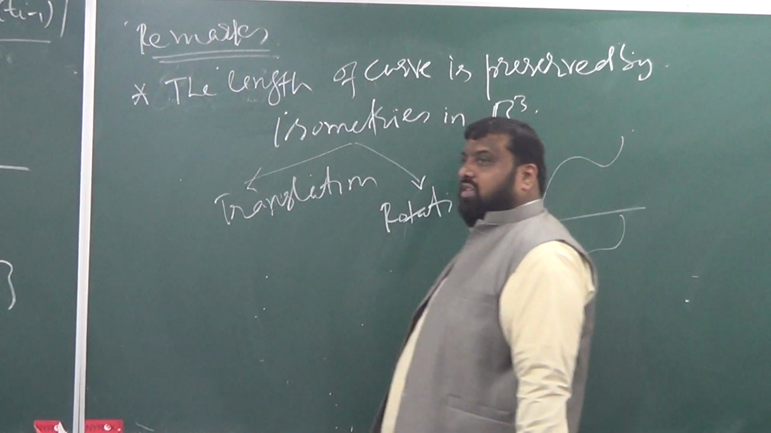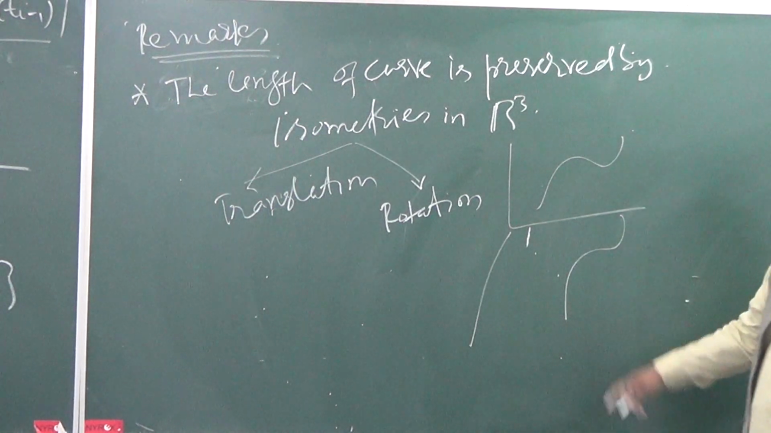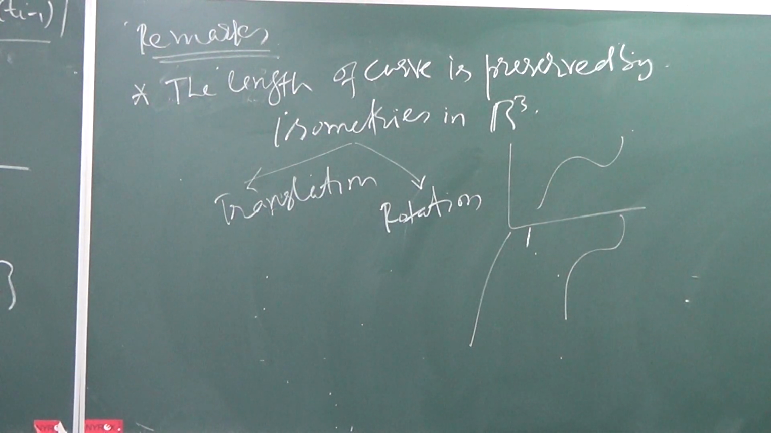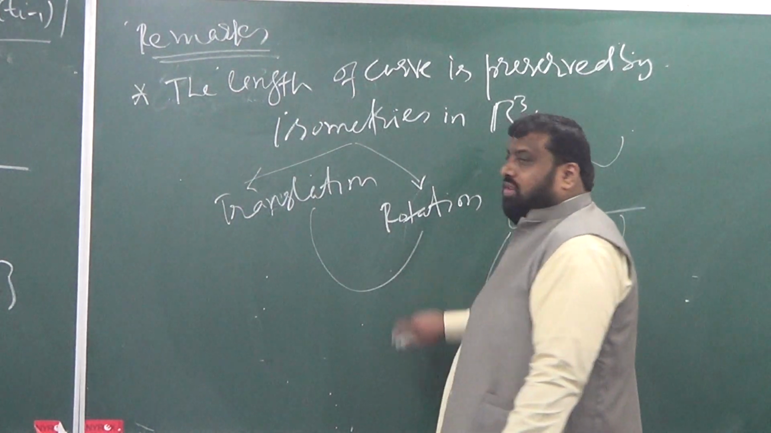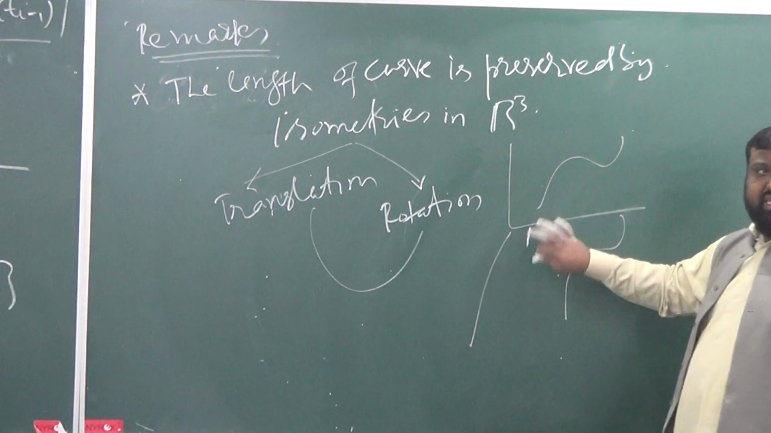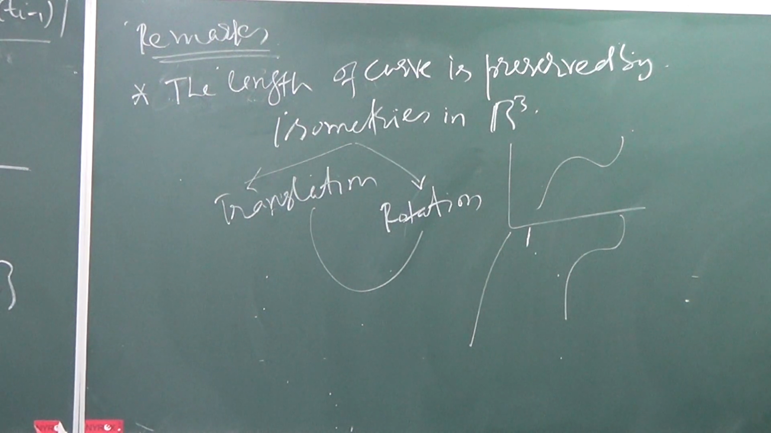You have just done a course on group theory and symmetry. You must have seen these examples, that the collection of translations and rotations forms a group actually. Or you can have a combo of both, so you translate and rotate at the same time. It still does not change the length of the curve.